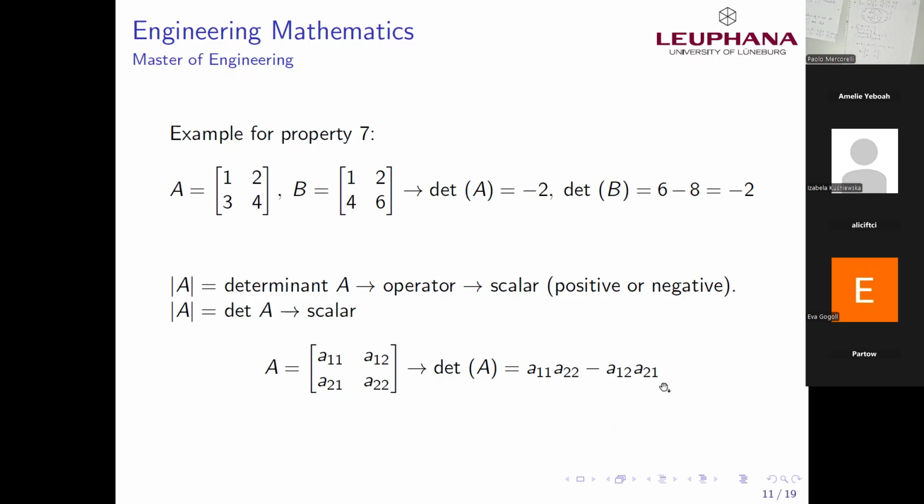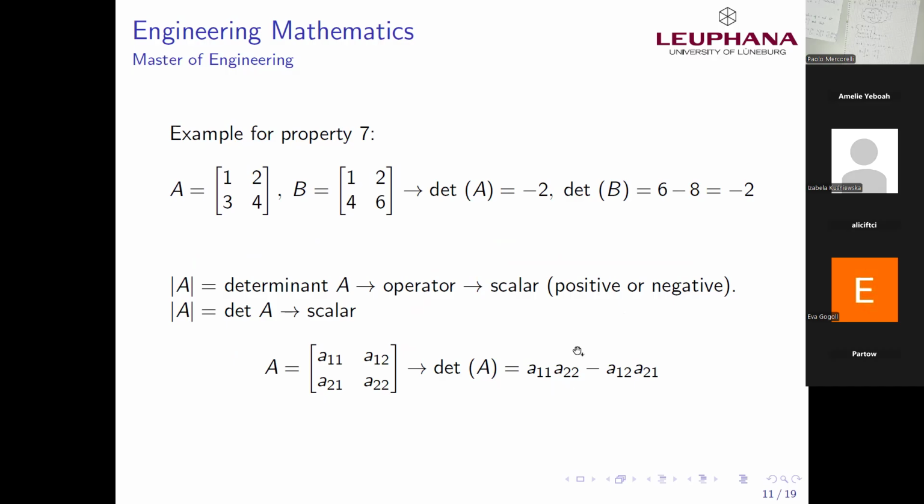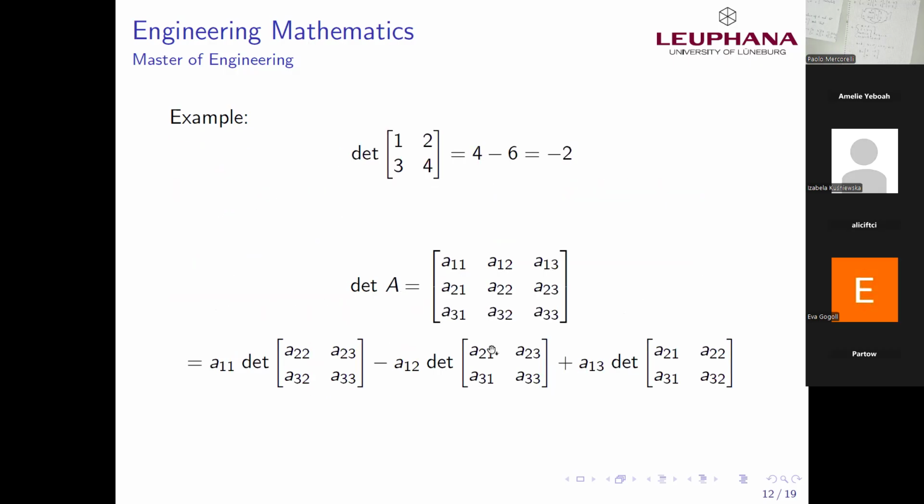You don't have to calculate everything again at this moment. This is enough: when we have 2 times 2, remember that we have the product between the elements on the diagonal minus the element in the antidiagonal. Look at this. Determinant of 1, 2, 3, 4: 1 multiply 4 minus 2 multiply 3, minus 2.